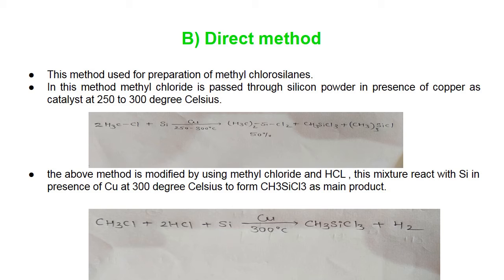The above method is modified by using a methyl chloride and HCl mixture reacting with Si in the presence of copper at 300 degrees Celsius to form methyl trichlorosilane as the main product. Reaction: methyl chloride plus HCl plus Si in the presence of Cu at 300 degrees Celsius gives methyl trichlorosilane plus hydrogen gas.